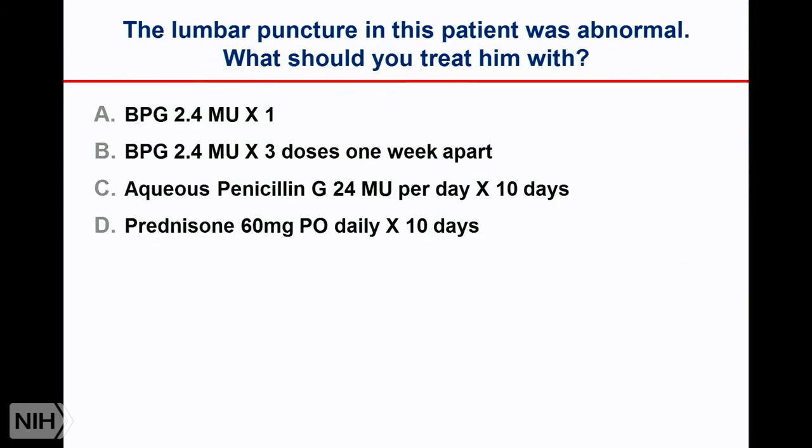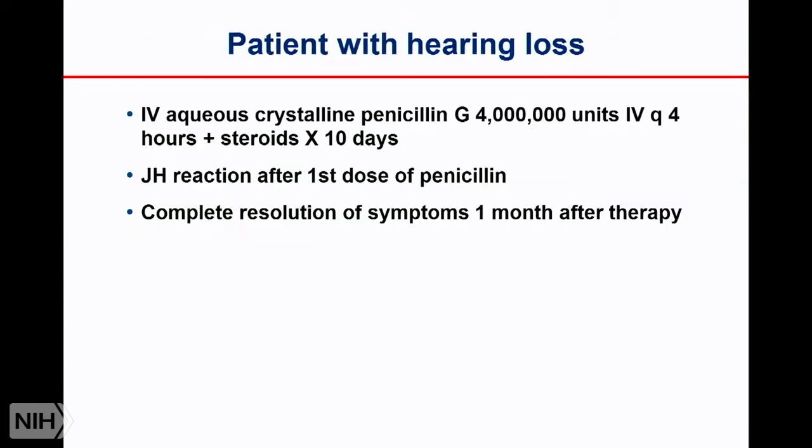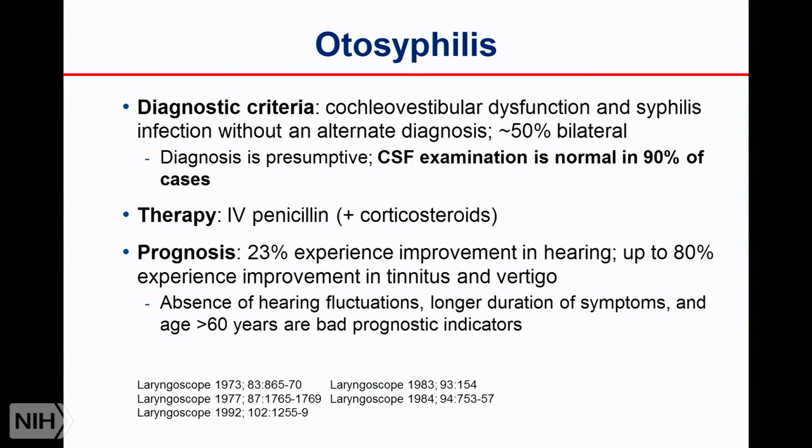Any part of the eye can be involved. And we treat the neurosyphilis with 24 million units of penicillin because you need to get more to penetrate in. The same is true for the hearing loss. Even though that individual had secondary syphilis, because of the neural involvement of the otic system, we went ahead and treated him as well. So otosyphilis has been on the increase.